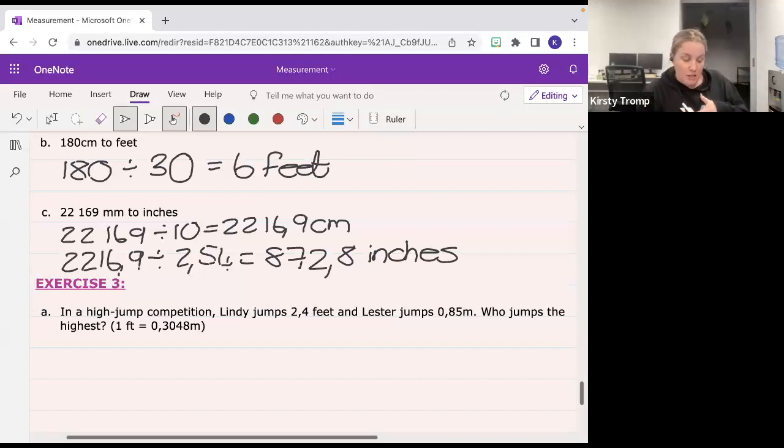Take a screenshot of the last question and let's have a look at it together. In a high jump competition, Lindy jumps 2.4 feet and Lester jumps 0.85 meters. Who jumps the highest? And they've told you 1 foot equals 0.3048 meters. So what I'd like you to do is have a look at that. While you're looking at it, Kebetwe, can you put up the poll for them in the meantime, so people can start answering the poll?